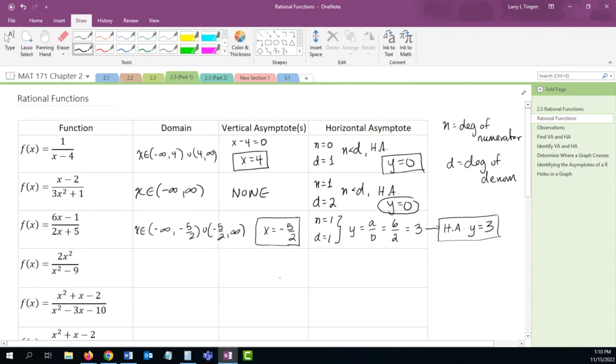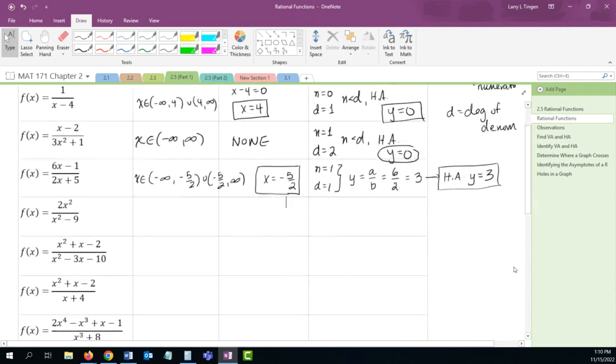All right, so we've seen 2 of the cases now. If the denominator has a higher degree than the numerator, the horizontal asymptote is always y equals 0. This is the first one we've seen where the degree of the polynomial function in the numerator and the degree of the polynomial function in the denominator are the same. All right, now I'm going to stop there.